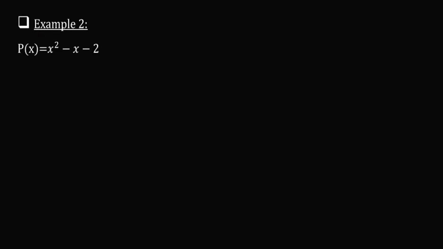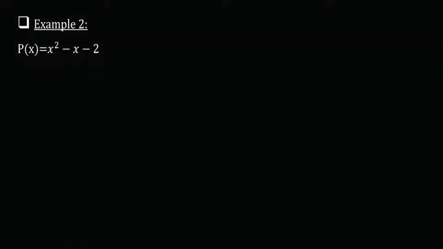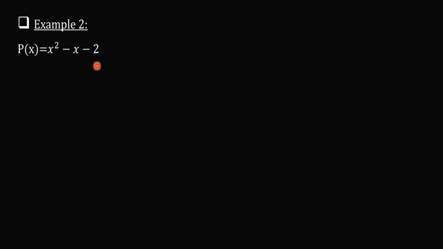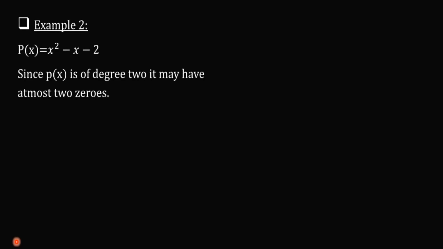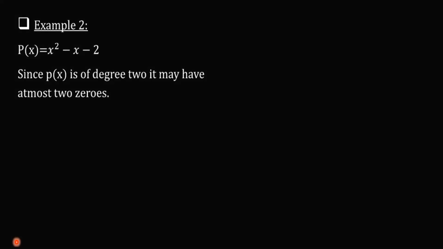P of x equal to x square minus x minus 2. Okay. This is a polynomial of degree 2. Then at most it may have two zeros. That is, if it is of degree 2, it may have at most two zeros.